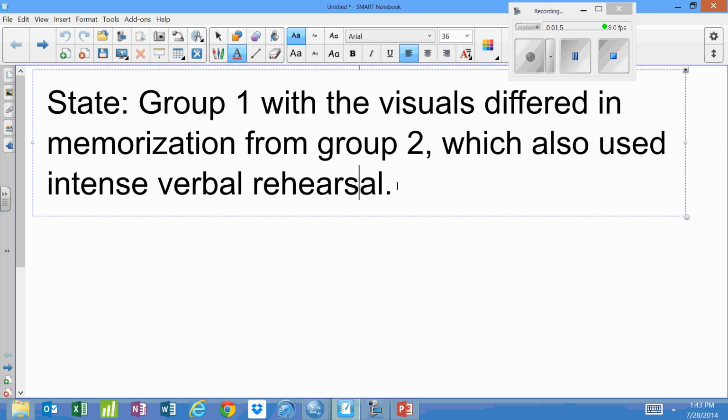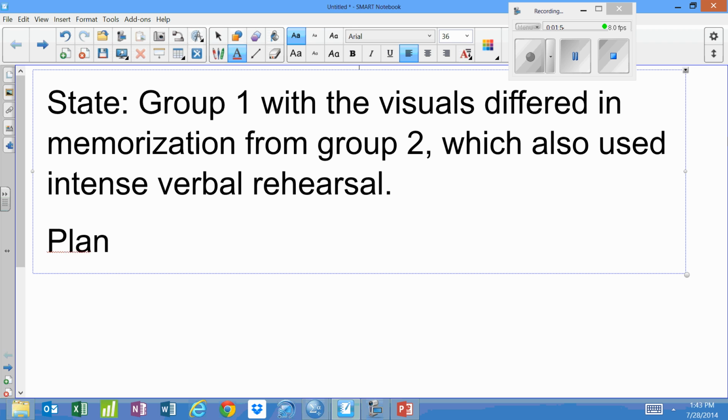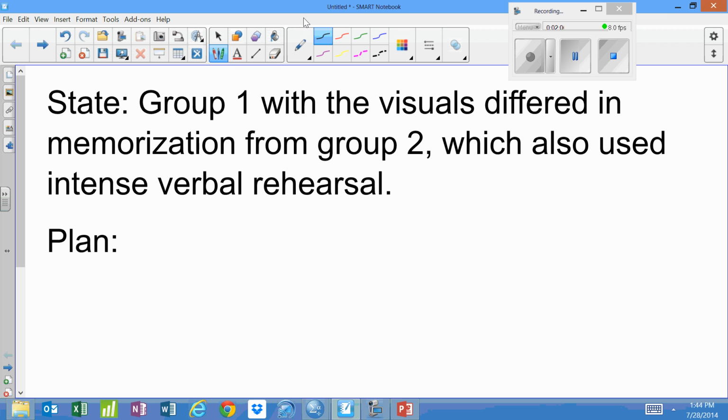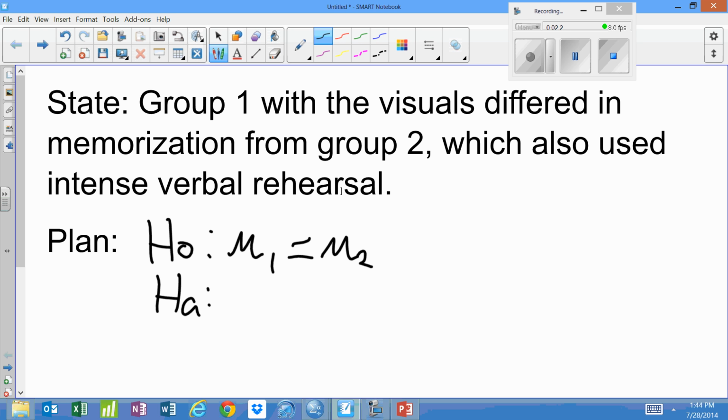Then I'm going to move on to my plan step. My plan step is going to be my null and my alternative hypothesis. So I'm going to use my pen for that. So for this one, my null, my alternative. So my null is that the two groups are the same. So I'm going to say the mean of group 1 equals the mean of group 2, meaning that group 1 and group 2 basically memorize the exact same amount.